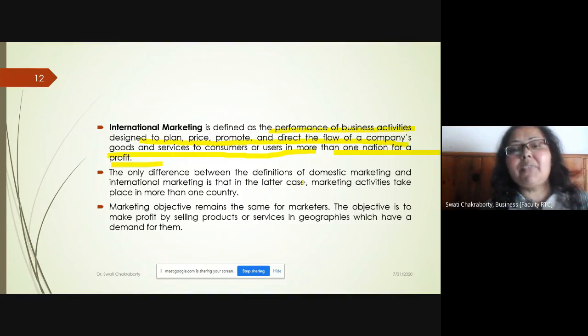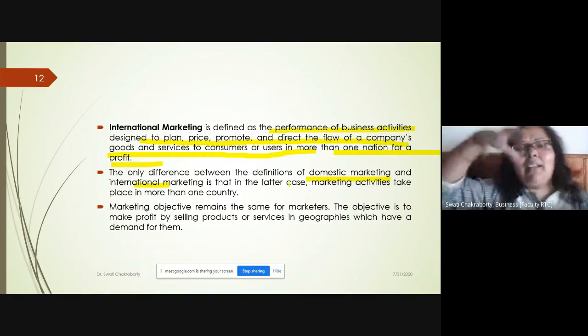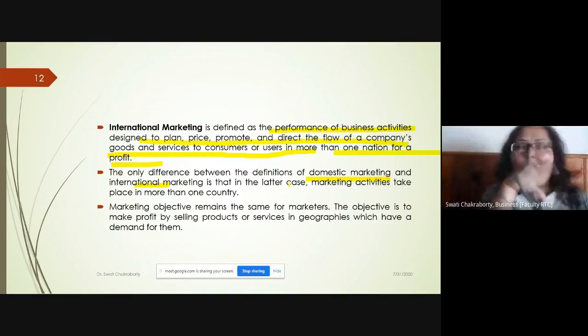What is the difference between domestic marketing and international marketing? Domestic marketing is within a nation, so you can have one particular marketing mix strategy. Whereas when we talk of international marketing, we're talking about marketing activities taking place in more than one country. The marketing objective remains the same. What is that? To earn profits by selling products and services, right?